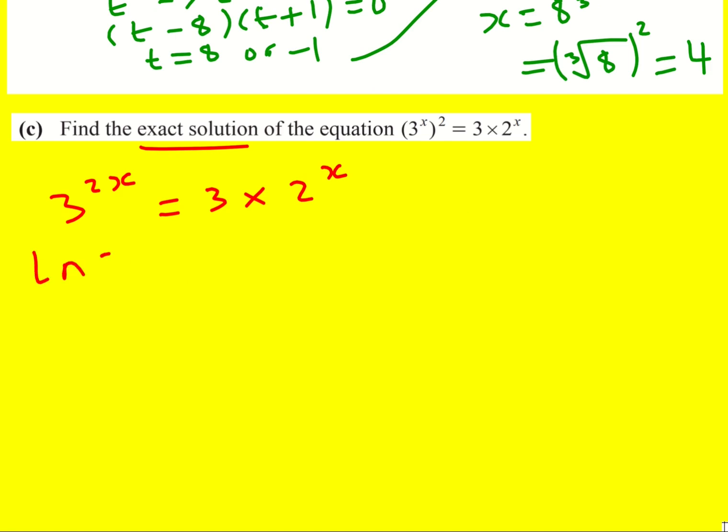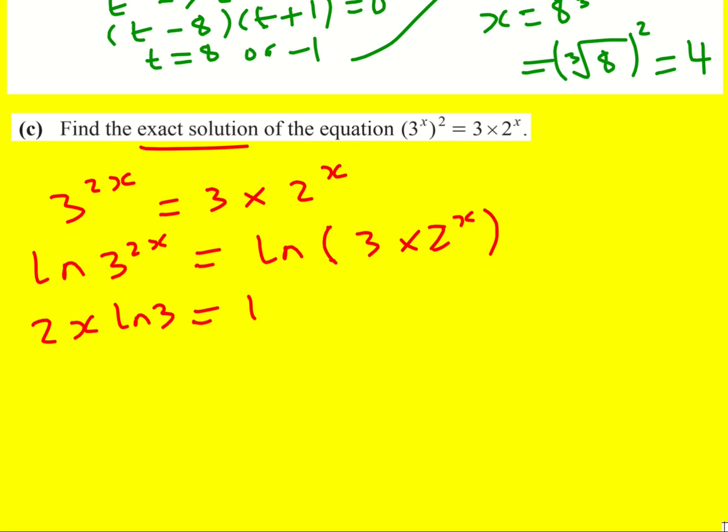It's going to become ln 3 to the 2x equals ln in brackets 3 times 2 to the x. And I've done this because now I can bring that 2x down. I can use the third rule of logs, 2x ln 3. And then the first rule on this one, ln 3 plus ln 2 to the x. And then I'm going to bring the x down on that one to write this. And I've gone from an exponential equation to a linear equation.